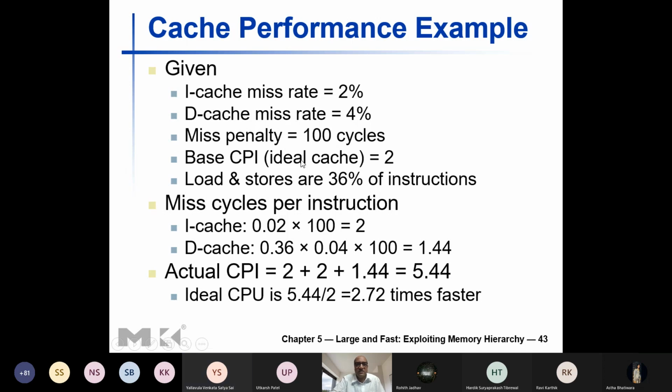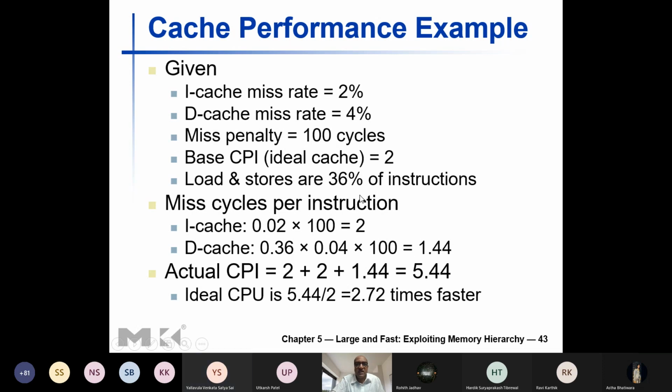So if it is an ideal CPU, that means if you provide a sufficient size of cache, and assuming there are no misses at all, then in that ideal situation the CPU will be 2.72 times faster compared to this practical scenario. In practice, due to the finite cache size, you have miss rates, and for these miss rates the average CPI will be 5.44.